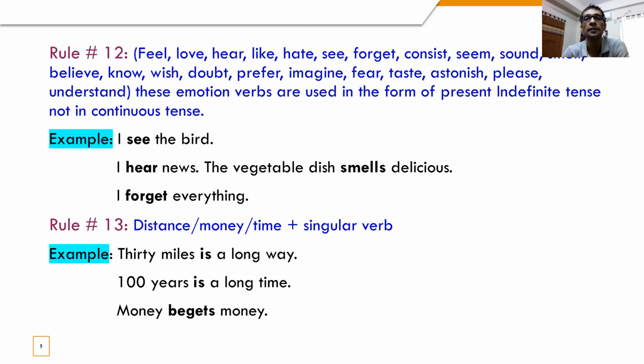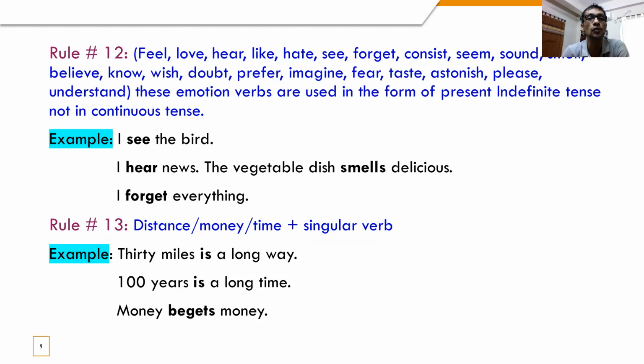Rule number 12 now. Feel, love, hear, like. These are all verbs actually. There are a lot of verbs, but you must remember those. There is a trick here. These are actually called the emotional verbs. So when you use emotional verbs like this, these are emotions. So you can remember it very easily. Feel, love, hear, like, hate, see, forget.